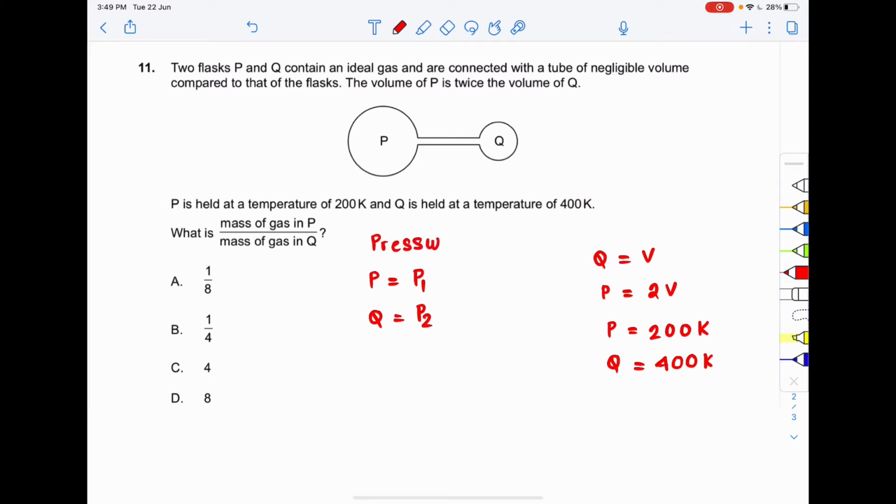As the two flasks P and Q are connected, I can say that the pressure will be equal in both flasks. So P1 should be equal to P2. These are our parameters for volume, and these are our parameters for temperature.